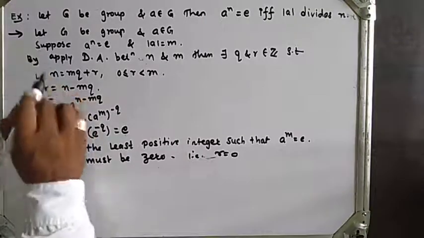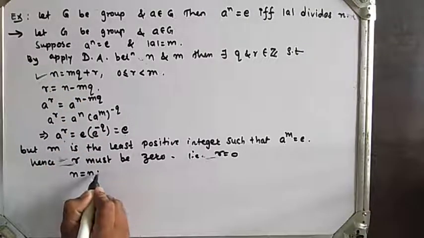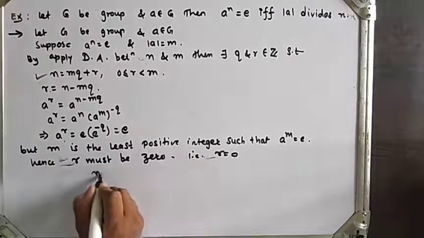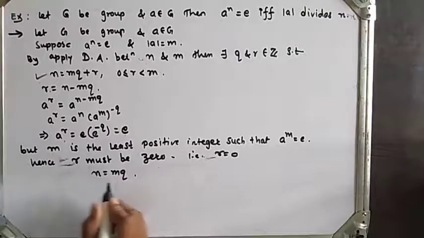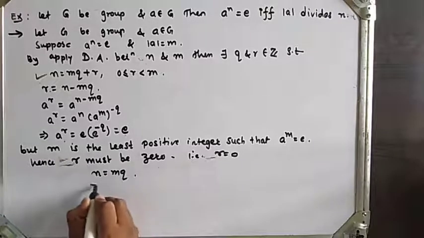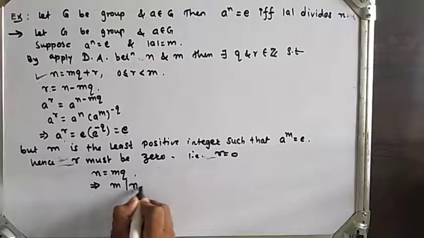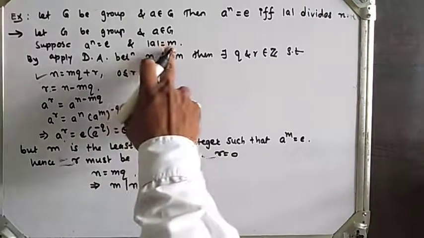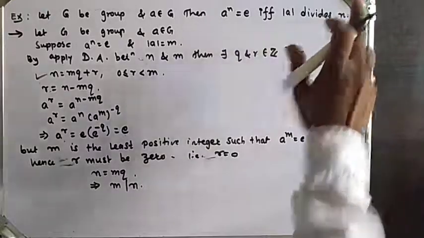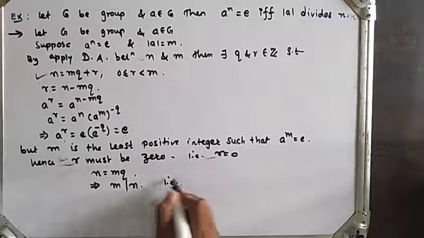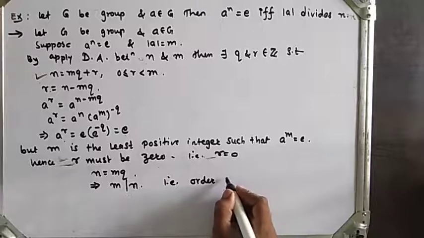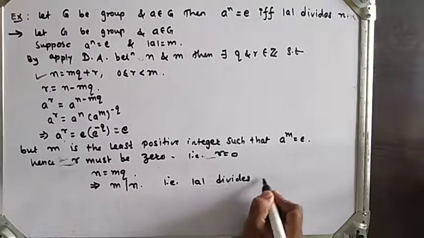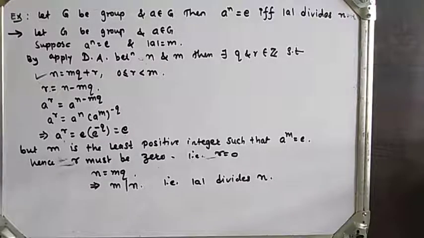So put r is equal to 0 in this expansion, we will get n is equal to mq. Then by using the definition of divisibility, what will we get? m divides n. So what is m? m is the order of a, which means the order of a divides n.